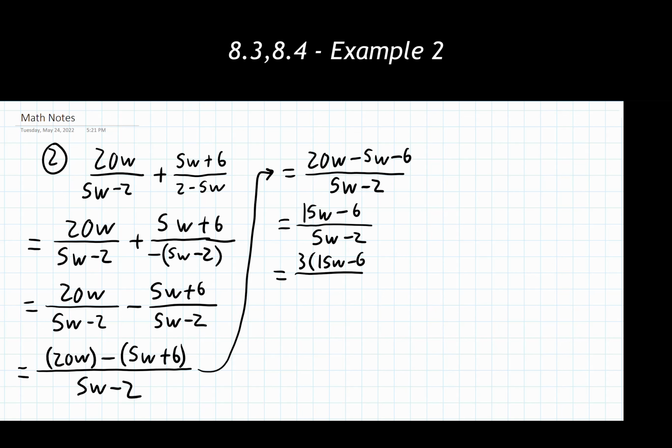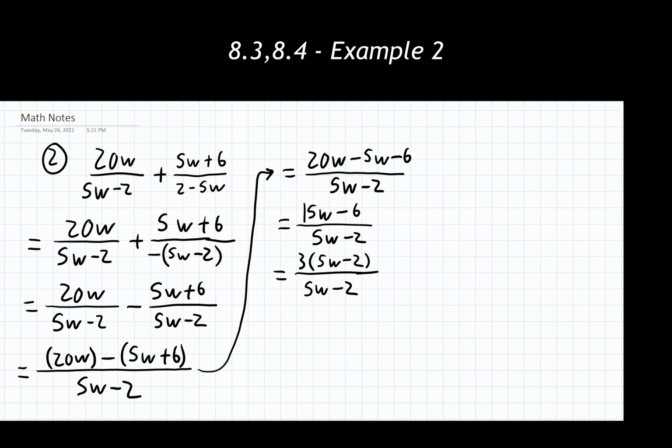Oops, it's not minus 6. Should probably be writing the right thing in here. There we go. So I factor a 3 out. I'm going to have 5w minus 2 left over. I can't factor the numerator any further. I also can't factor the denominator any further.